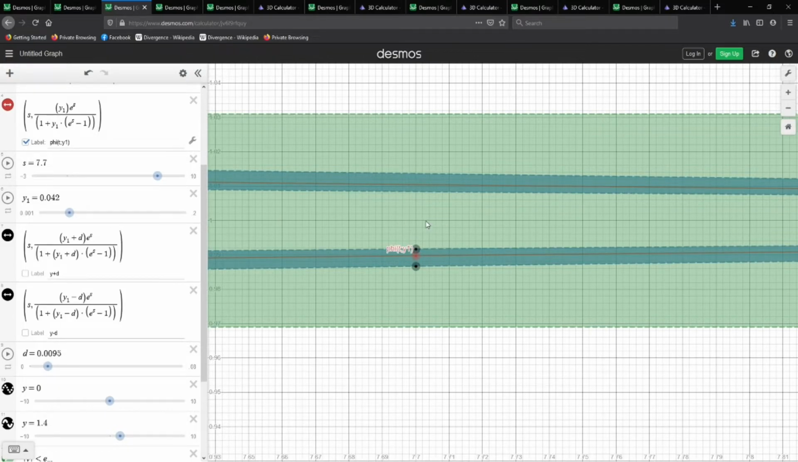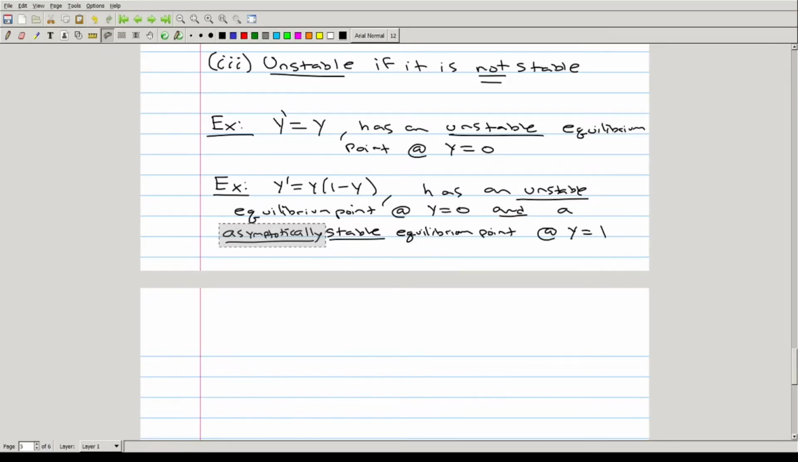So I think this is a pretty illustrative demonstration of what we mean by an unstable versus a stable critical point, or critical value here. And specifically, 1 here is an asymptotically stable critical value for this function. So this is going to be a big idea, and extending this is going to be one of the big things that we're going to do a little bit later on.